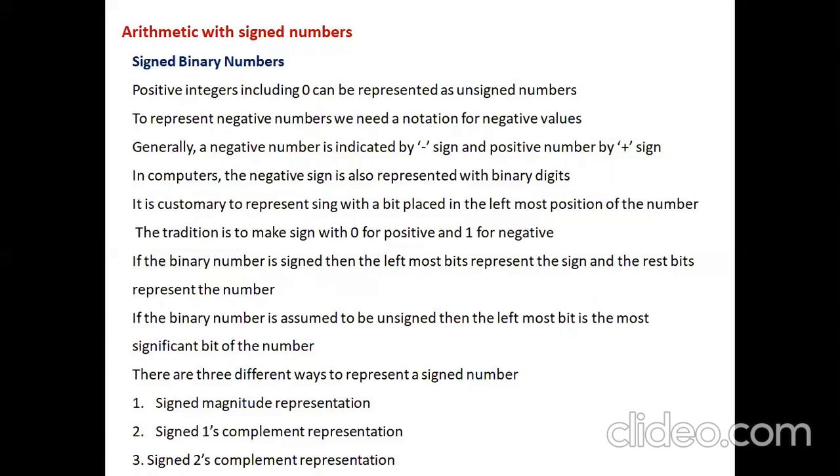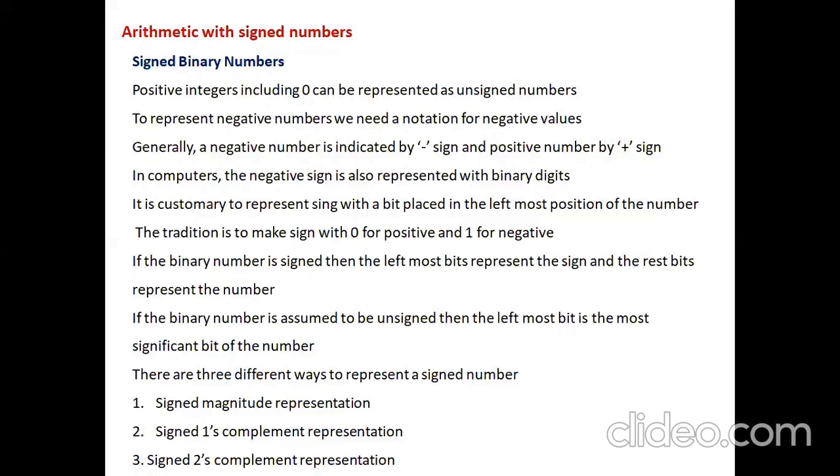When we want to represent a negative number, we need to put a notation for negative values. Generally, negative values are indicated by a minus sign, and positive numbers by a plus sign. But in computers, the sign is also represented with binary digits. Generally, when it is a negative number, you put a minus. But the computer cannot think in that way. So we should represent the negative sign also with some bits so that the computer can understand. The computer cannot understand the symbols.